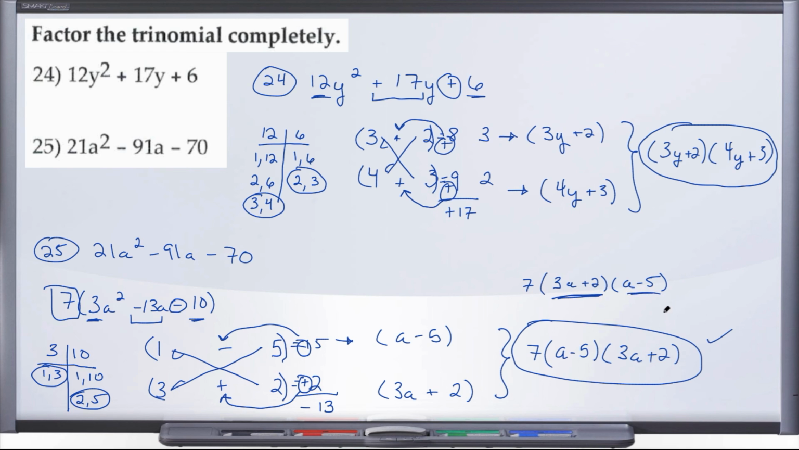That's what matters. All right, 24, 25 in the bag. Let's go ahead and take a look at 26 and 27. Hopefully the scissors method is becoming a little more comfortable for you as you do more of these.